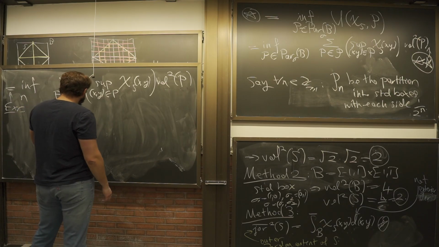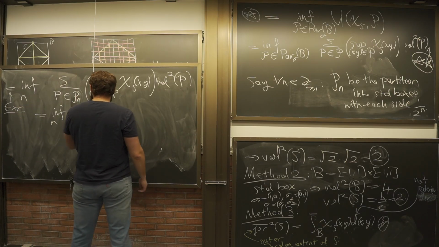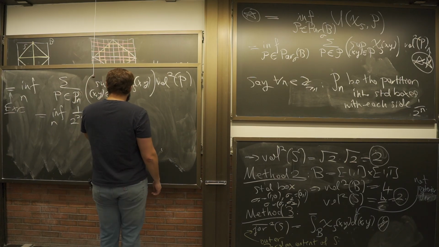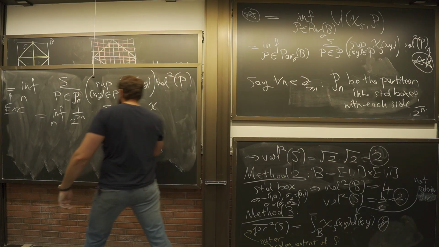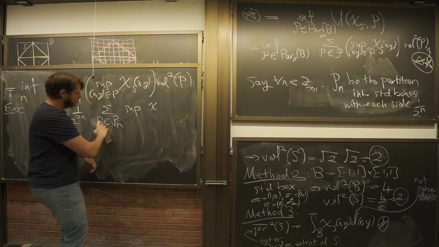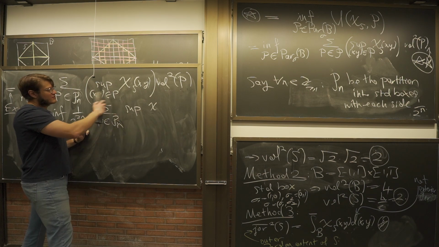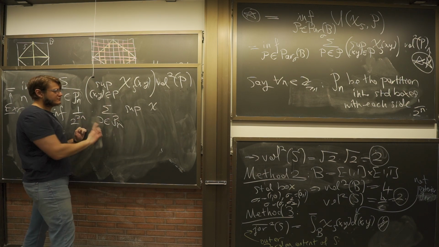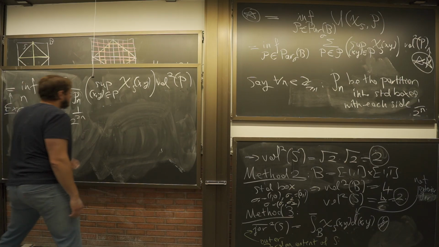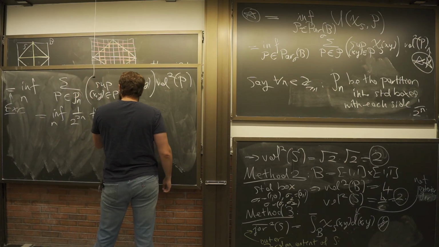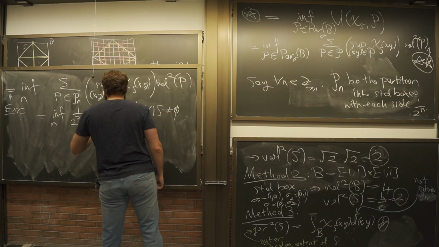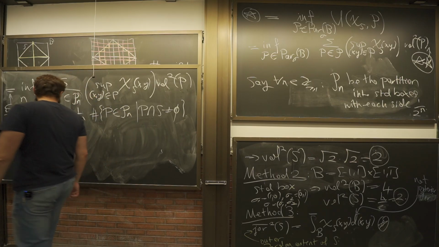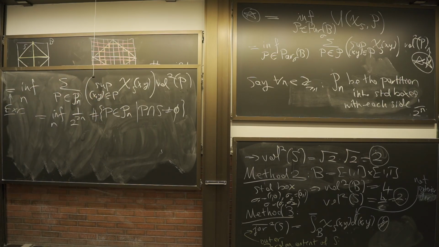2 to the 2n, and then sum the sup of, well, I can just write it like this. So this sup is going to be 1 if this specific pixel hits S, 0 otherwise, which means I can just write it like so. Number of pixels in p sub n such that p intersects S. Now, this is an actionable formula, actually. You can make a computer compute this for you.